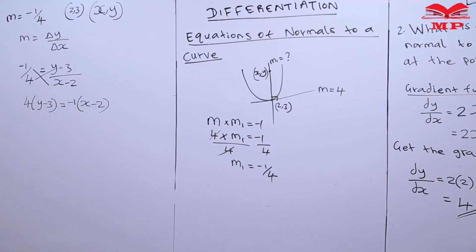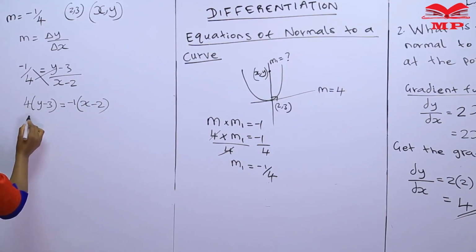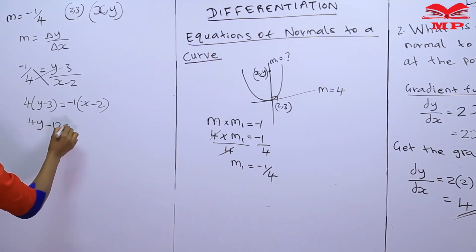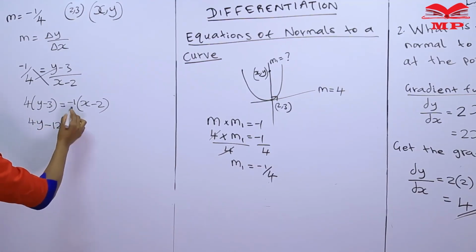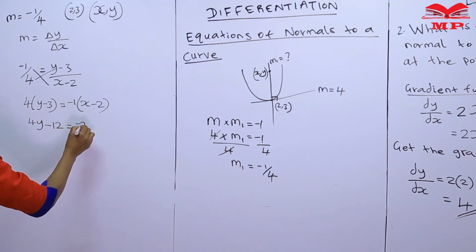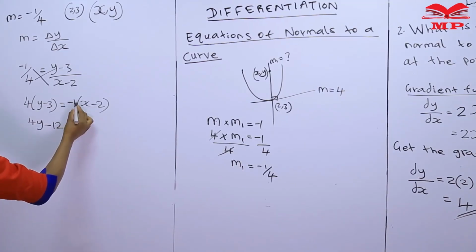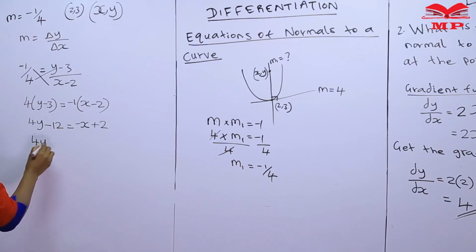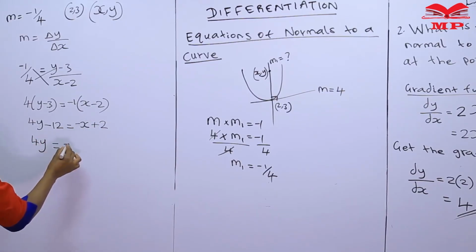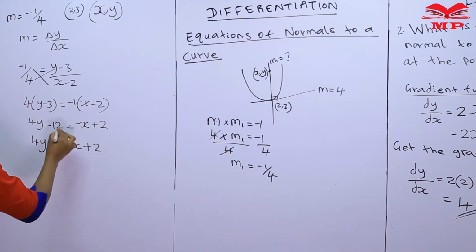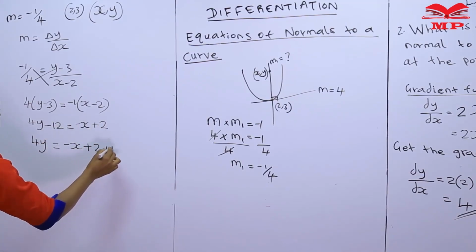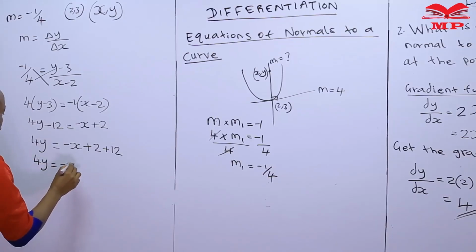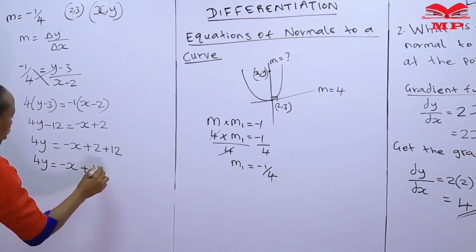So we open the brackets. We have 4y minus 3 times 4, which is 12, equal to -1 times x, which is -x, and -2 times -1 is +2. So 4y minus 12 is equal to -x plus 2. We take 12 to the other side, it becomes plus 12. So we have 4y is equal to -x plus 14.